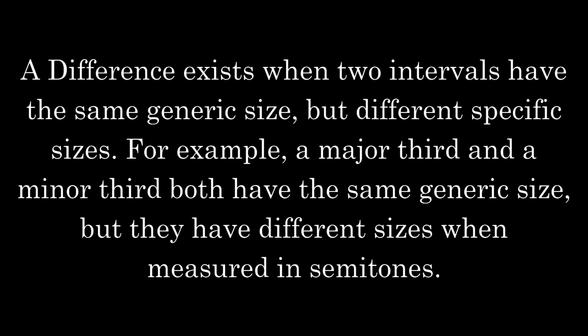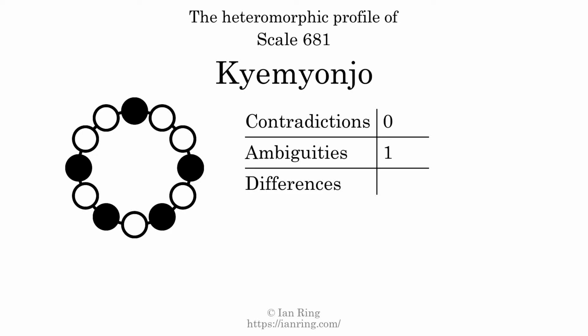A difference exists when 2 intervals have the same generic size, but different specific sizes. For example, a major third and a minor third both have the same generic size, but they have different sizes when measured in semitones. The number of differences in this scale is 28.